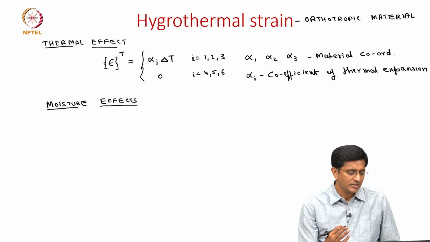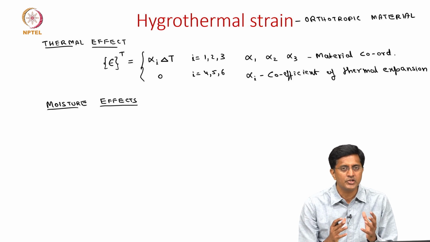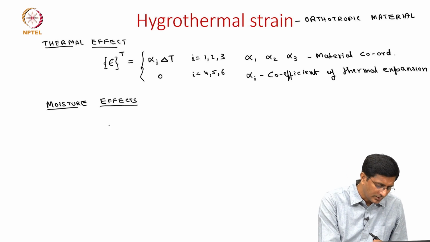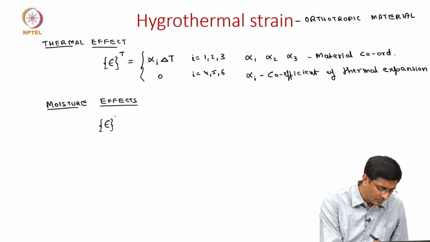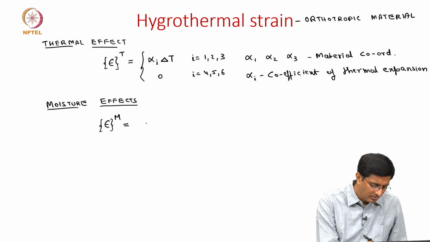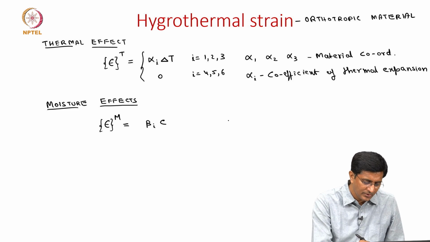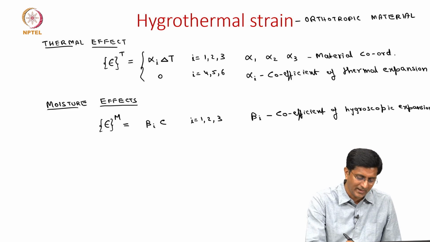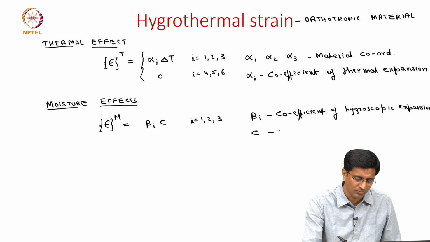So here too, we are saying that when there is a change in the moisture concentration within the composite, it can either increase or decrease in size, or there can be expansion or contraction. That will be represented using epsilon m, with a superscript m meaning the moisture effects, given as beta i times C. Here I need to say this is for i going from 1, 2 and 3, and C is the moisture concentration.